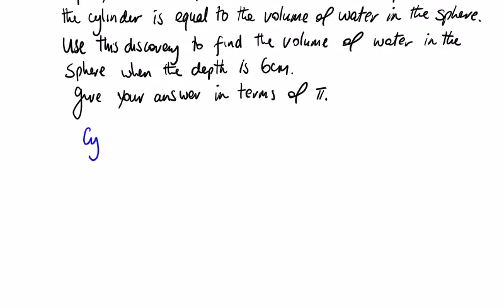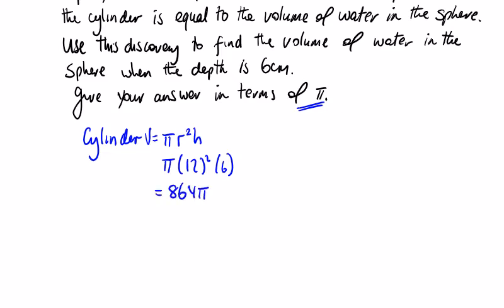So the cylinder, the volume is pi r squared h. It's in terms of pi here, so we can leave pi alone. So it's pi, and the radius is 12, and the height is 6. And 12 by 6 by 12 is 864. 864 pi. So that's what would fit into the cylinder if there was no cone there.